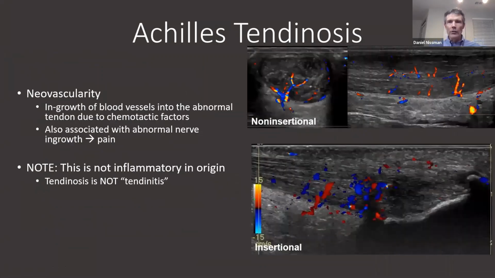So here just an example of neovascularity. What we get here is ingrowth of blood vessels into the abnormal tendon due to chemotactic factors. And with these aberrant vessels are abnormal nerves that grow in with them, and those nerves are the ones that are responsible for the pain. Now, it is important to note this vascularity is not related to inflammation. And in fact, we should be referring to this as tendinosis and not tendinitis.